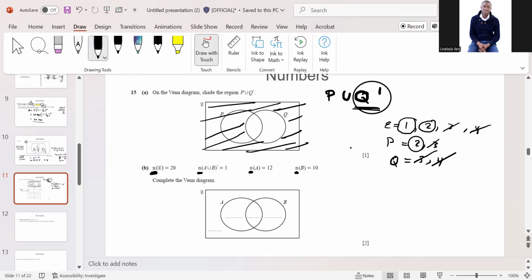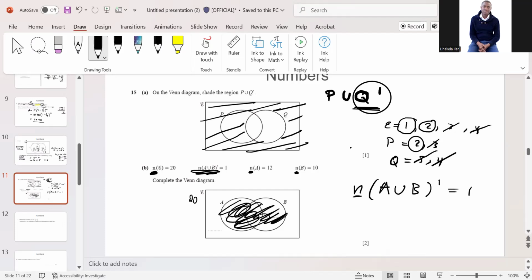Okay. Then here you are told the universal set contains 20, which means the whole thing is 20. But then be careful here. They told you n, which means number of the union. What does this sign mean again? It means take away. When you're taking away the union, do you know what union is? Union is when you are uniting all of this. So if you take away the union, they're saying only one number remains.